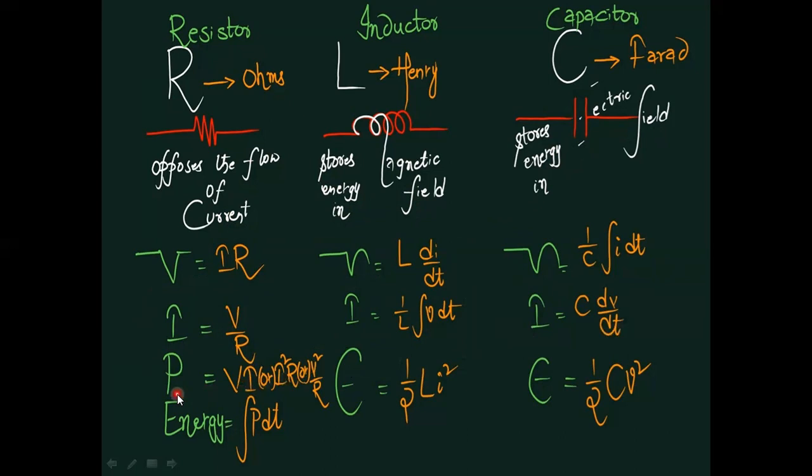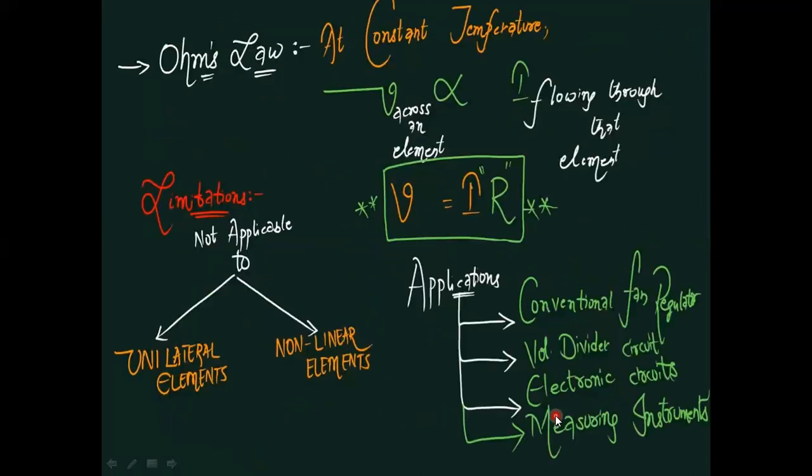And power in a resistor is V into I, or else I square R, or V square by R. Coming to the inductor, which stores energy, E is equal to half L i square, and the unit for energy is joules. For the capacitor, E equal to half C V square.